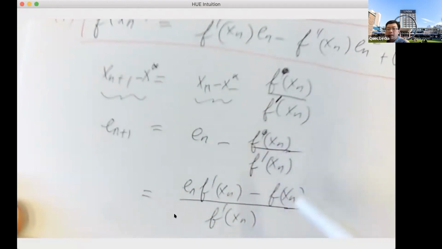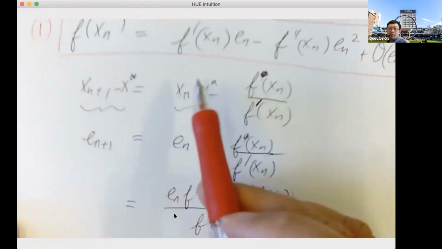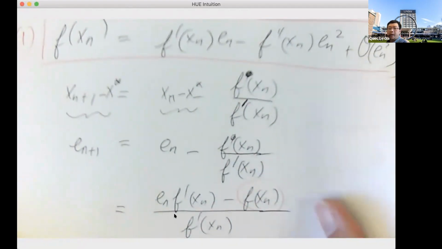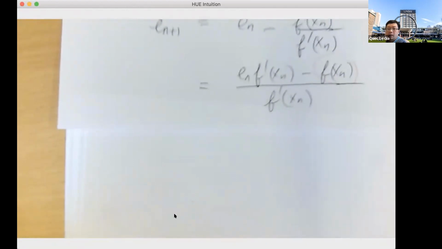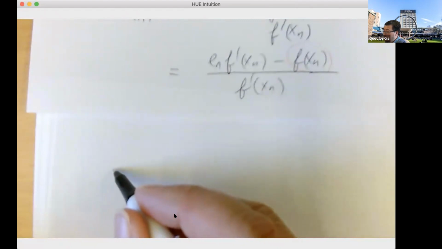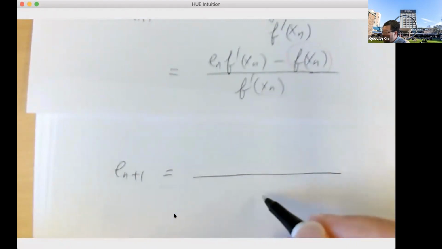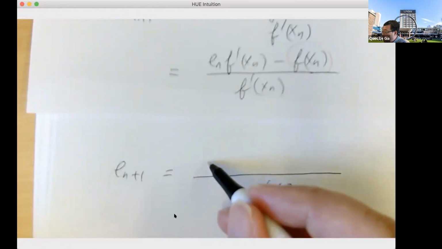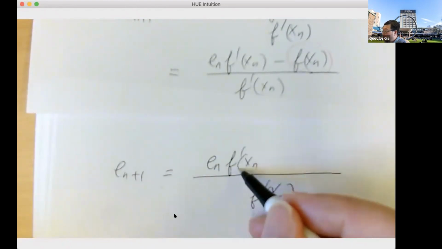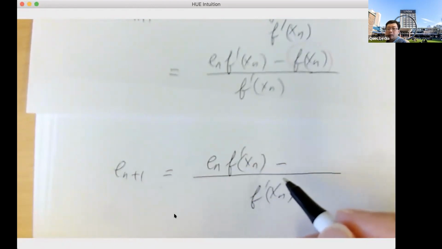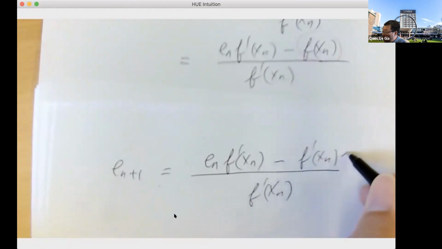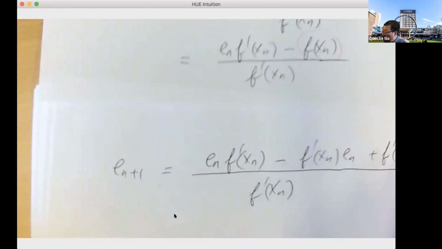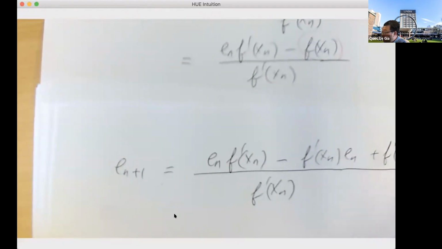And now I'm going to replace this f of xn by the right hand side in the box. So if I replace it by what is on the right hand side of the box, then en plus 1 will equal f prime xn, and here I have en f prime xn minus, now I put in the left hand side of the red box, so it will become f prime xn en plus f double prime xn en squared plus big O of en cubed.